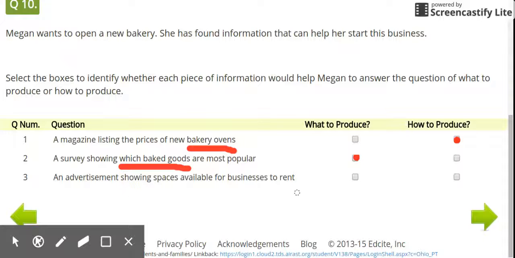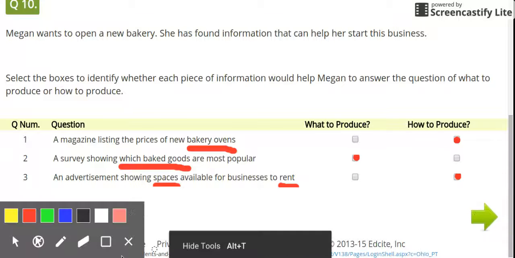Last one, advertisement showing spaces available for business to rent. Keywords there would be spaces available to rent, we're looking at the building component, and that doesn't really tell you what you're going to make, but it's going to tell you how because you're looking at what kind of rental facility are you going to use.